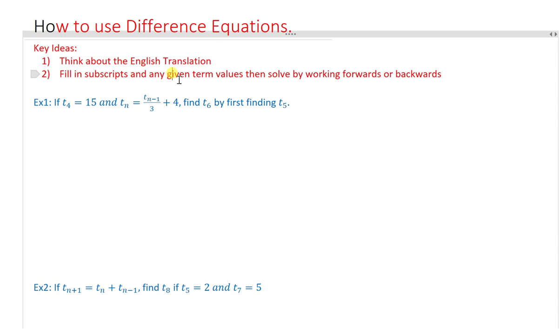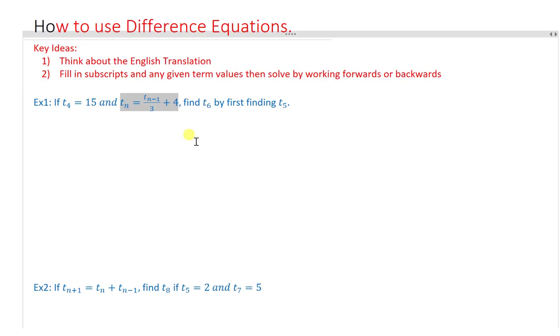Okay. So starting off here, we're diving in fairly promptly. I've got a difference equation. I've got the two really important components. I've got a place to start. I'm starting with T4 is equal to 15, and I've defined it here that Tn is equal to Tn minus 1 over 3 plus 4. This was actually the same example I used earlier.